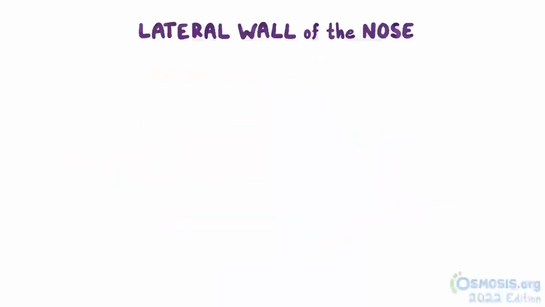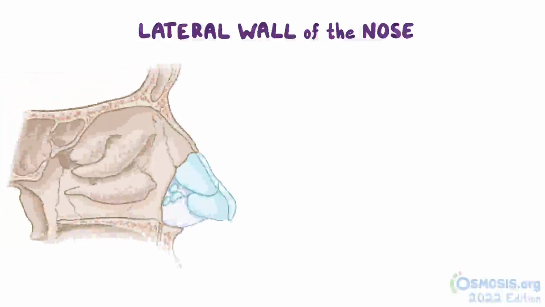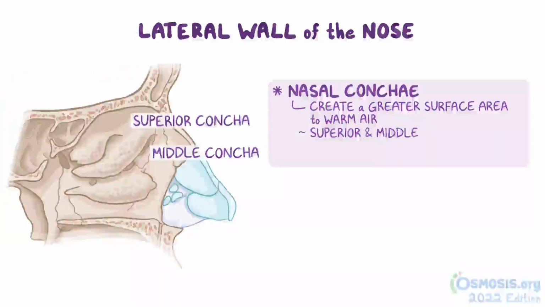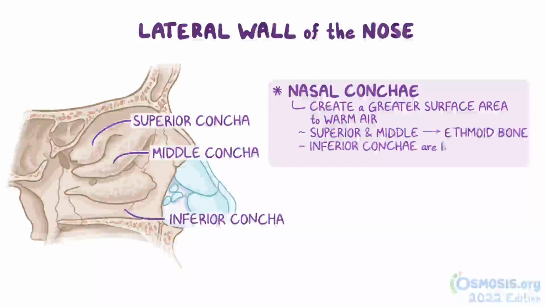The main features that extend from the lateral wall are 3 bony structures known as the nasal concha, which create a greater surface area to warm the air. The superior and middle nasal concha are extensions of the ethmoid bone, while the inferior concha are individual bones.